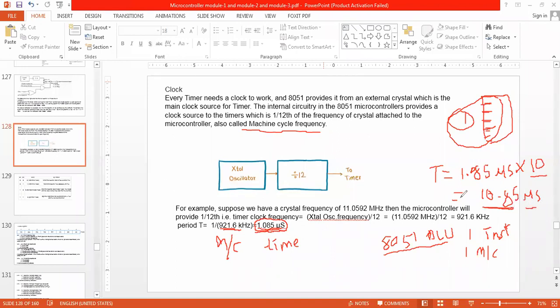One program can be a 100-line program, a 1,000-line program, or a 5,000-line program. It can be anything. Depending upon the program length, the time of execution of the program increases. Is it understood? So this has a direct connection with the timer registers T0 and T1.